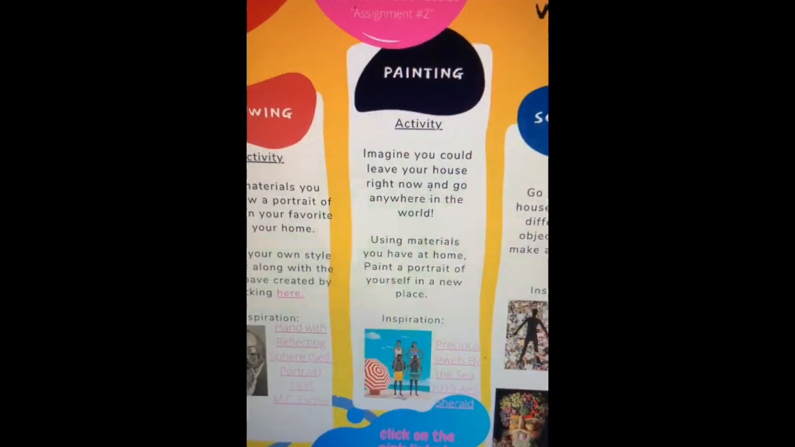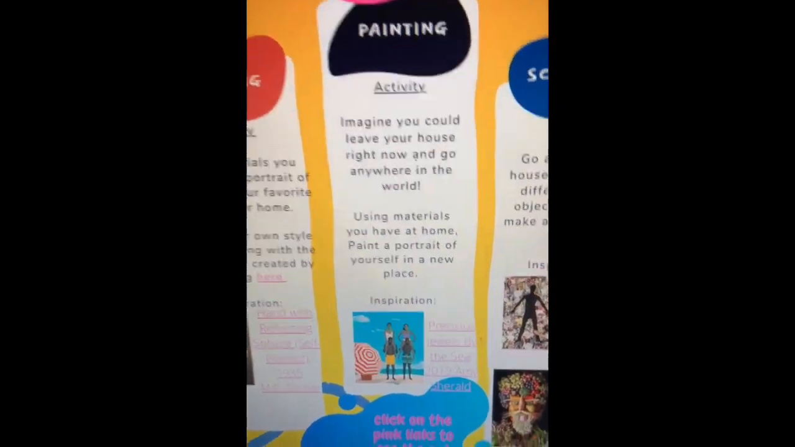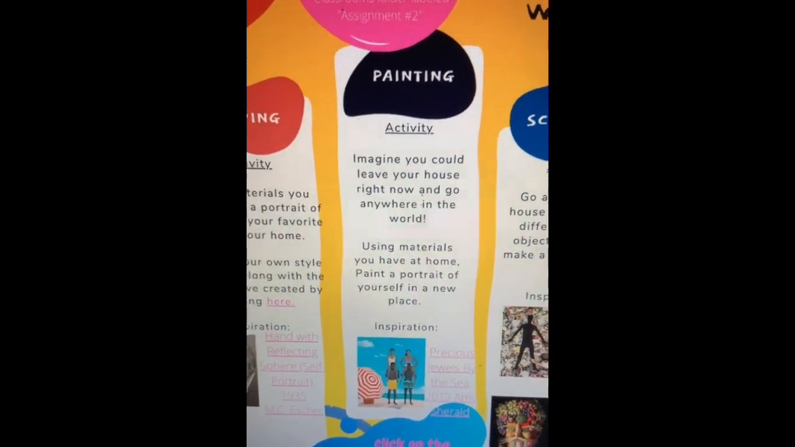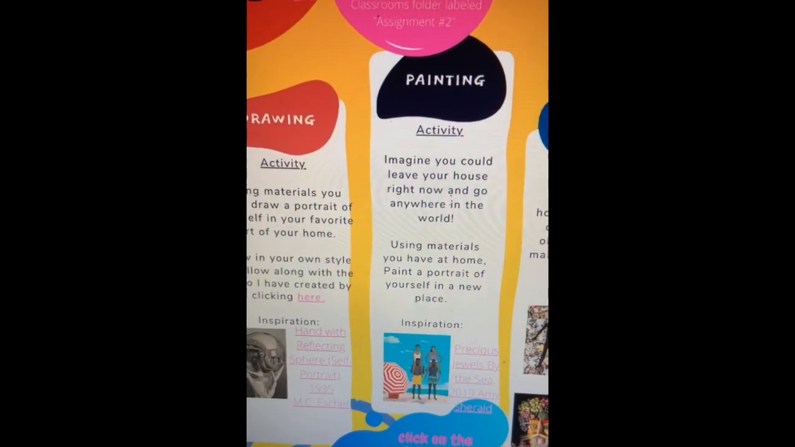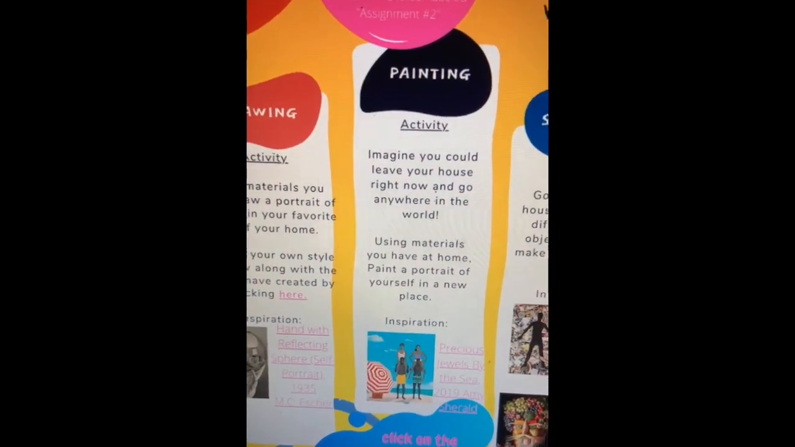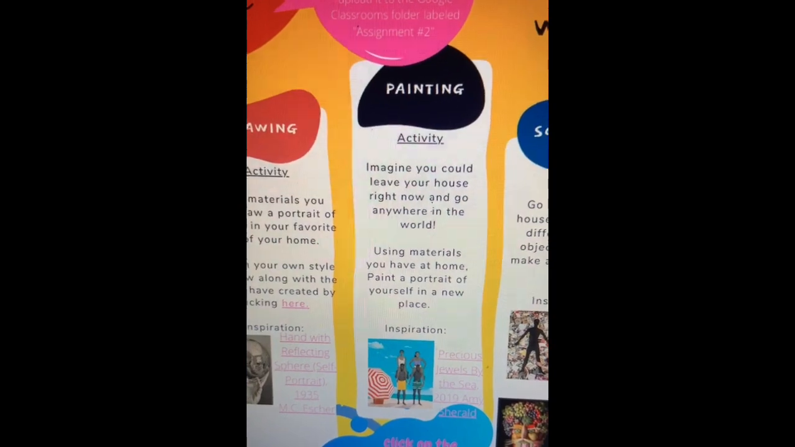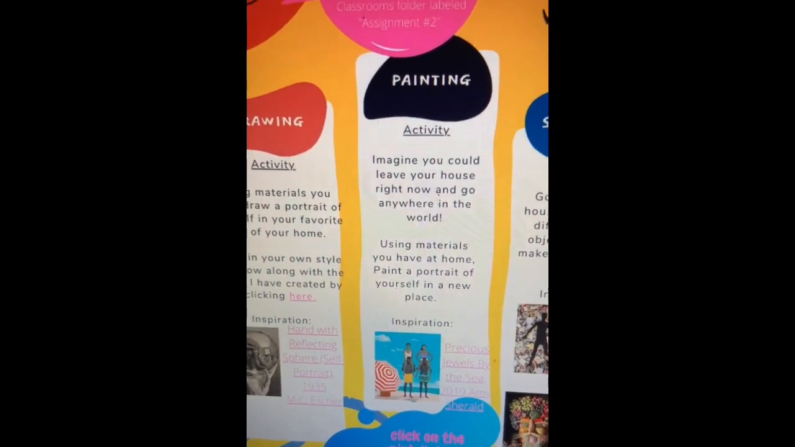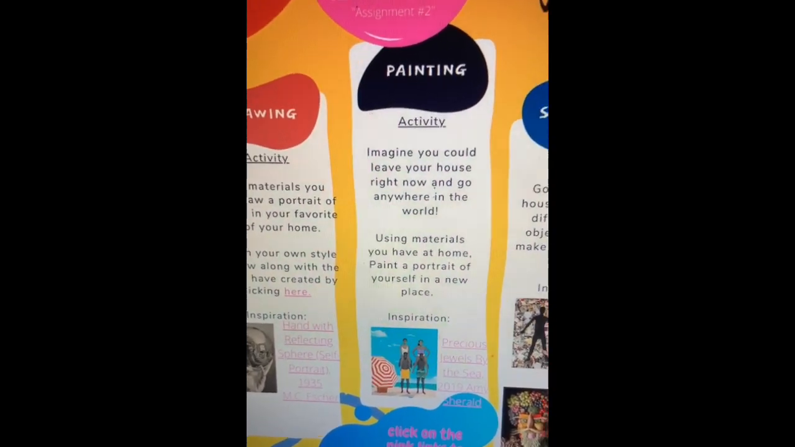Option number 2 is a painting option. And for this, I'm going to ask you to imagine you could go anywhere in the world. You can leave your house and go anywhere you want. Using materials you have at home, I want you to paint a portrait of yourself in a new place.